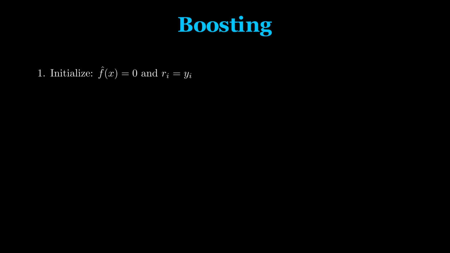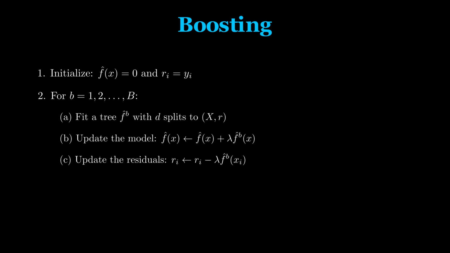Step 1. Initialize the prediction function f hat of x to 0 and set each residual r_i equal to the response y_i. Step 2. For b from 1 to B, repeat the following. First, fit a regression tree with d splits, giving d plus 1 terminal nodes, to the training data X and the current residuals r. Then, update the prediction function by adding a shrunken version of the new tree, lambda times f hat b of x. Finally, update the residuals by subtracting that same shrunken prediction. Step 3. The final boosted model is the sum over all B trees of lambda times f hat b of x.